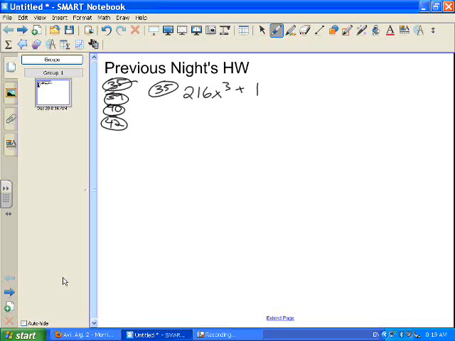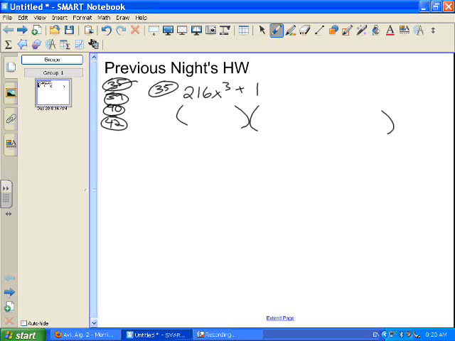One, we have the sum of two cubes here. 216 is a perfect cube. X cubed is obviously a perfect cube. And 1 is the smallest perfect cube, because what times itself 3 times is 1? 1. All right, so this one can be broken up into the little parentheses and the big parentheses.